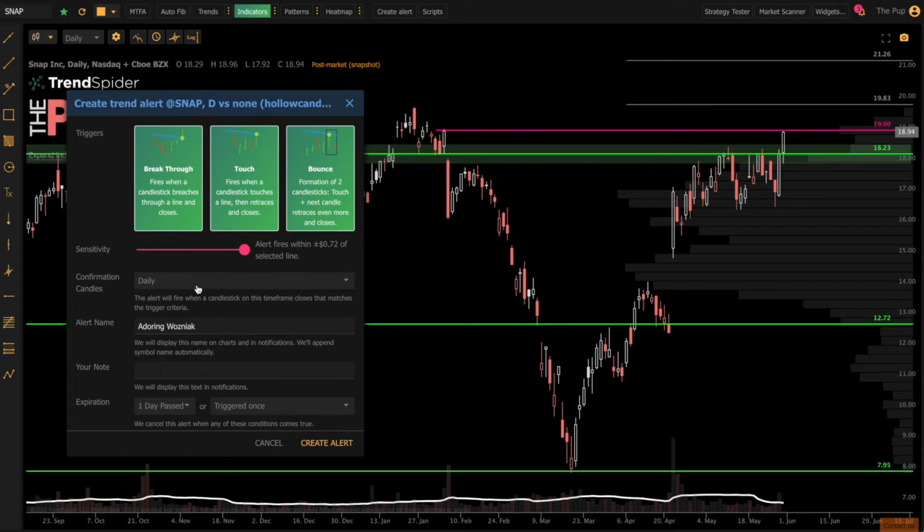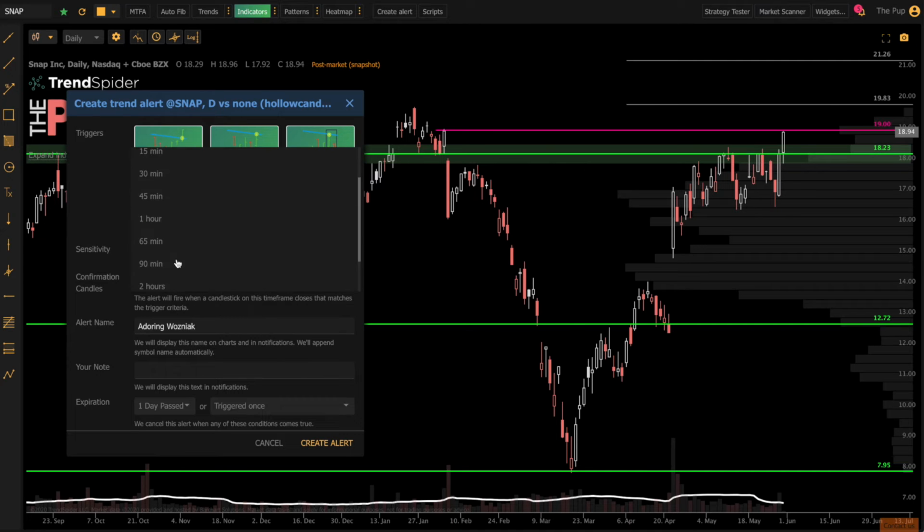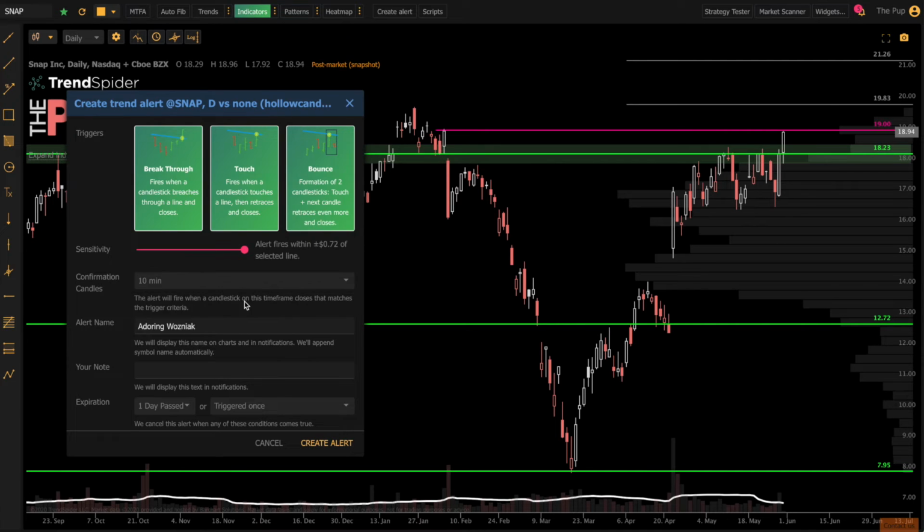Now the confirmation candle is automatically set to the time frame that you're on, but I'm going to move this down to the 10 minute. What that means is on the 10 minute, it would alert me when price hits this shaded region. So if we're coming up, like with this candle here where we just touched, I get an alert text message that says, snap, ready to break out.